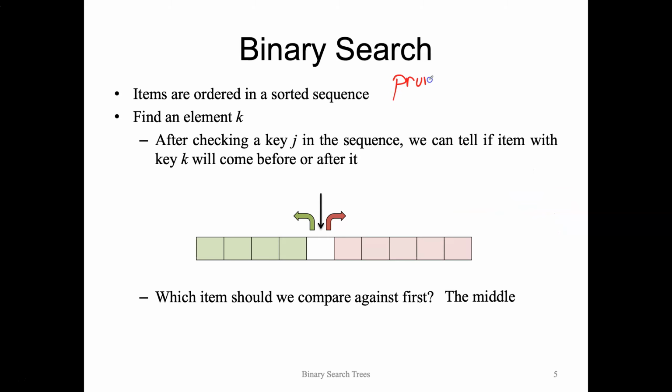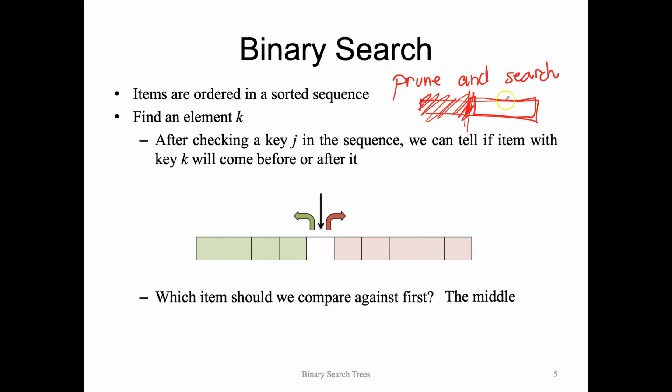So prune and search. This is a type of design pattern. We'll see other examples of this later, but the main idea here is that we're looking for some item, and rather than comparing against every single item, with binary search we can compare against just one of them here in the middle, and then use the result of that to immediately prune our search space and realize, oh, we only have to consider this right half.